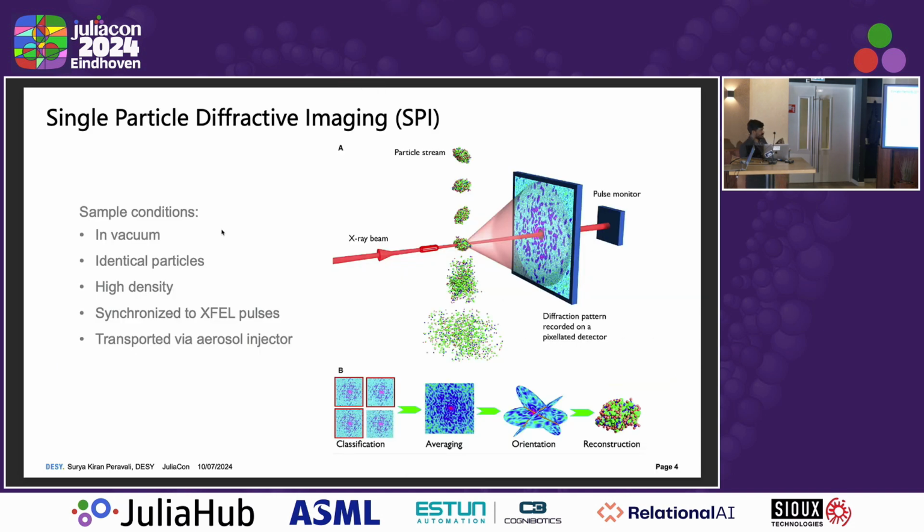Whenever this X-ray beam hits a nanoparticle or a biomolecular protein, it creates a diffraction pattern which can be recorded. By collecting several of these diffraction patterns, we can process them and construct a three-dimensional structure of this biomolecule or nanoparticle. The major challenge with this technique, called single particle diffractive imaging, is how we can accurately and efficiently align the particle to the X-ray pulse.